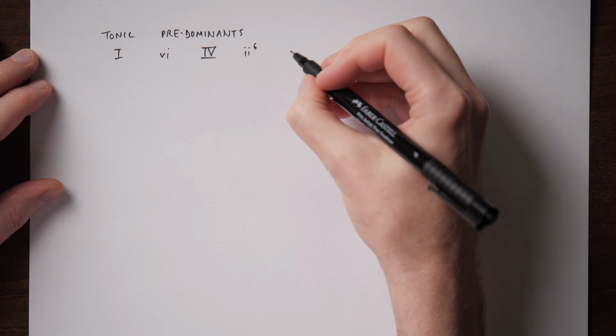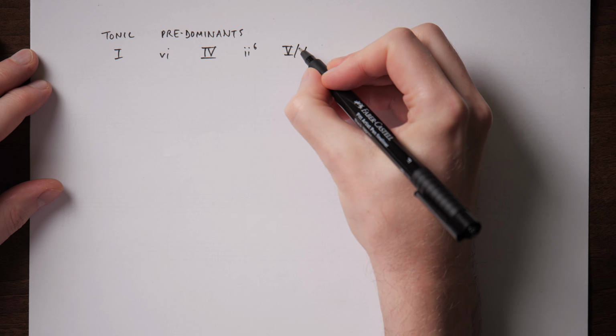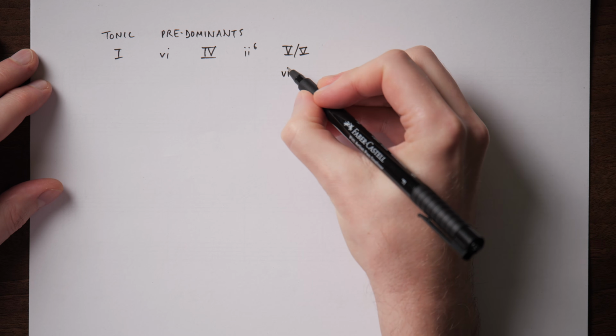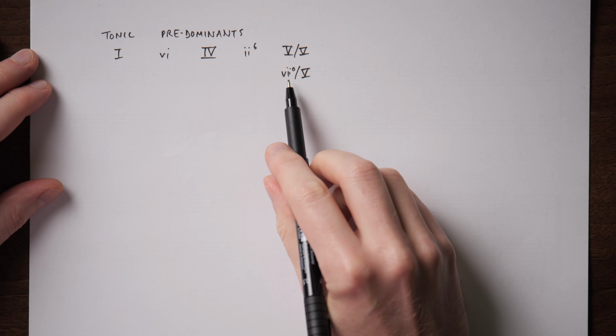Then sometimes right before the dominant chord, there's 5 of 5, dominant of the dominant, or leading note of the dominant, which would either be a first inversion leading note triad or a 7th chord.